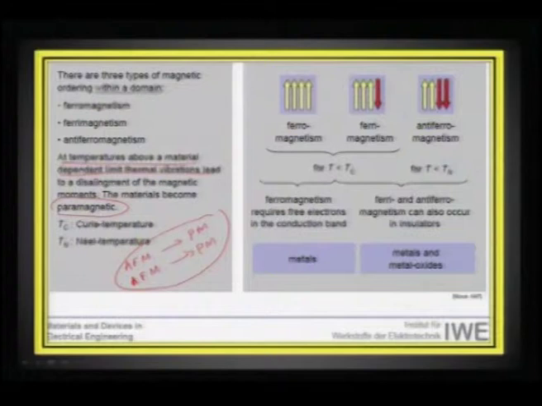Usually for temperature less than Tc, you see a very strong magnetic response, and this is usually present in the case of metals, whereas in the case of antiferromagnetism, for temperature less than Tn, that is the Néel temperature, it can occur in insulators, and this is more prevalent in some selected metals and also in metal oxides.